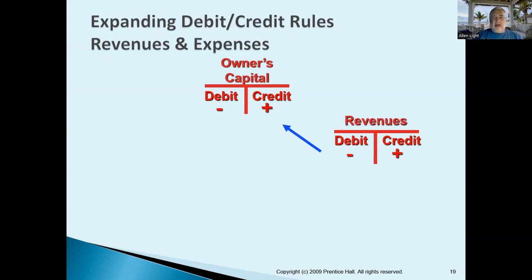So here's the T account that you would see for revenues. A revenue addition is going to be on the plus side, and that's because we're adding it. When we're adding two credits, that's exactly what we're doing. It's adding. It's going to be on the plus side. Revenue increases owner's capital.